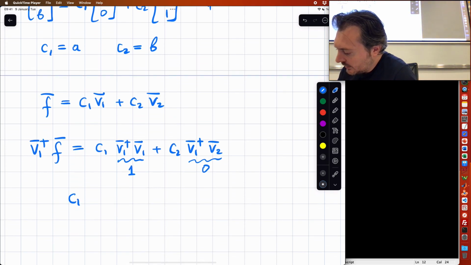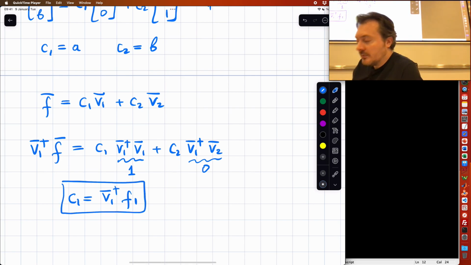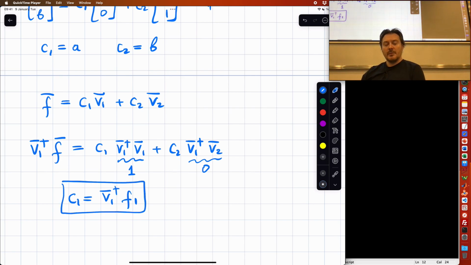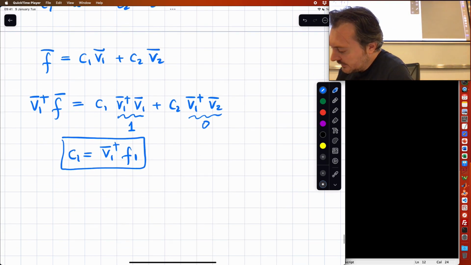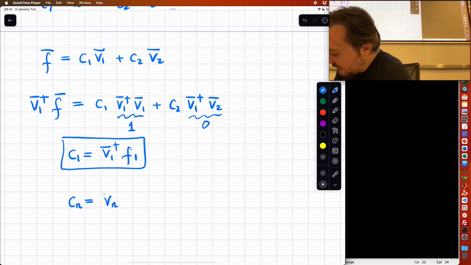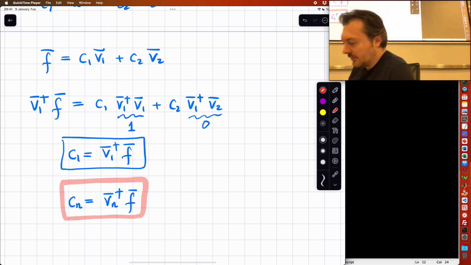What is this? 1. So do you see? We got C1 by daggering it with V1. So you can actually find any of these coefficients by doing this. If you want to find Cn, you can just do Vn dagger F. So you can find any coefficient by doing this.